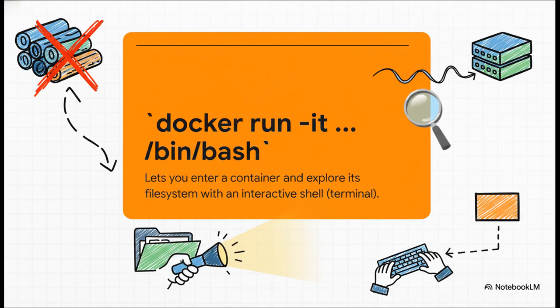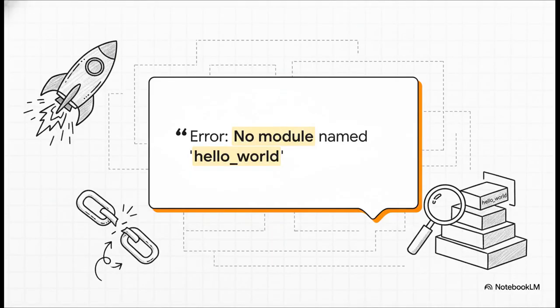Okay, so the logs have gone silent. They're not giving us any more clues. This is when we need to pull out the secret weapon, getting an interactive shell inside the container. Using a command like this lets us pop open a terminal, go right inside the container's file system, and just poke around. We can see exactly what's in there and what's not. So we drop into that shell, and we try to run the app by hand, and bam, we hit the real error. "No module named hello_world."